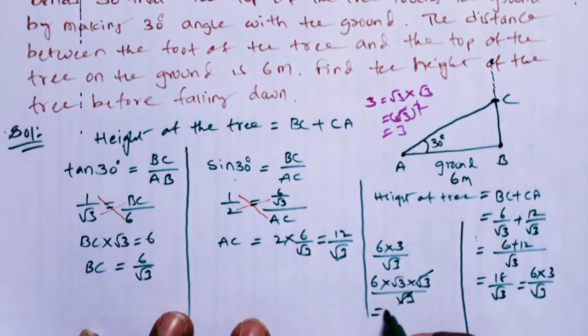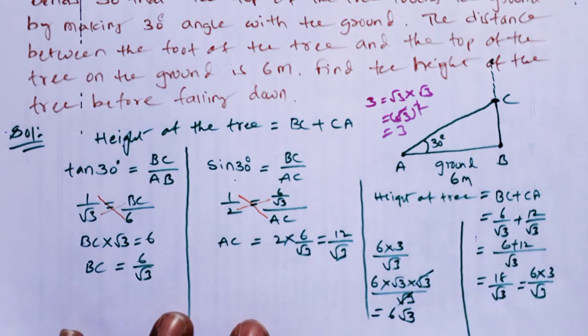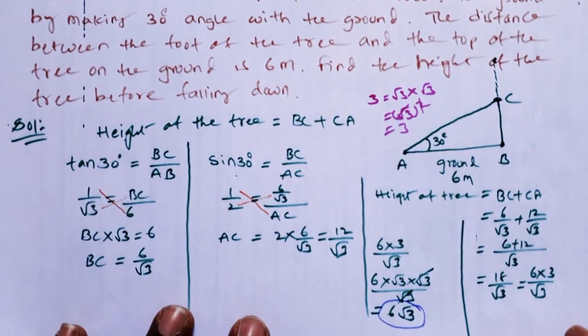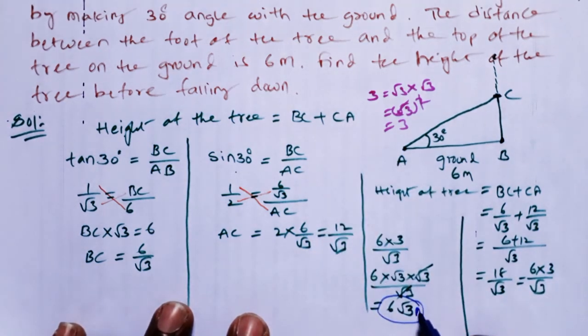Finally, what is the answer? 6 root 3. That's it. So what is the height of the tree? Height of the tree is 6 into root 3. And the unit is meters.